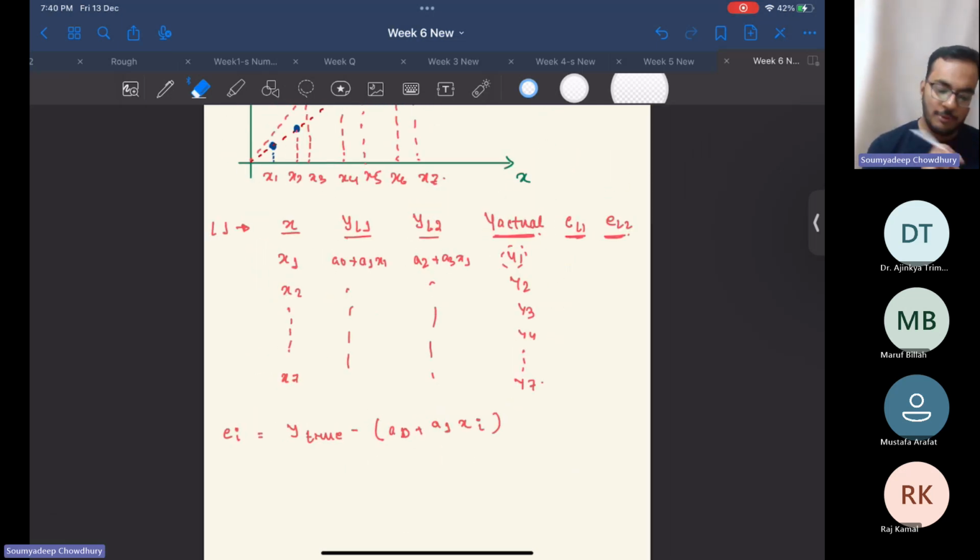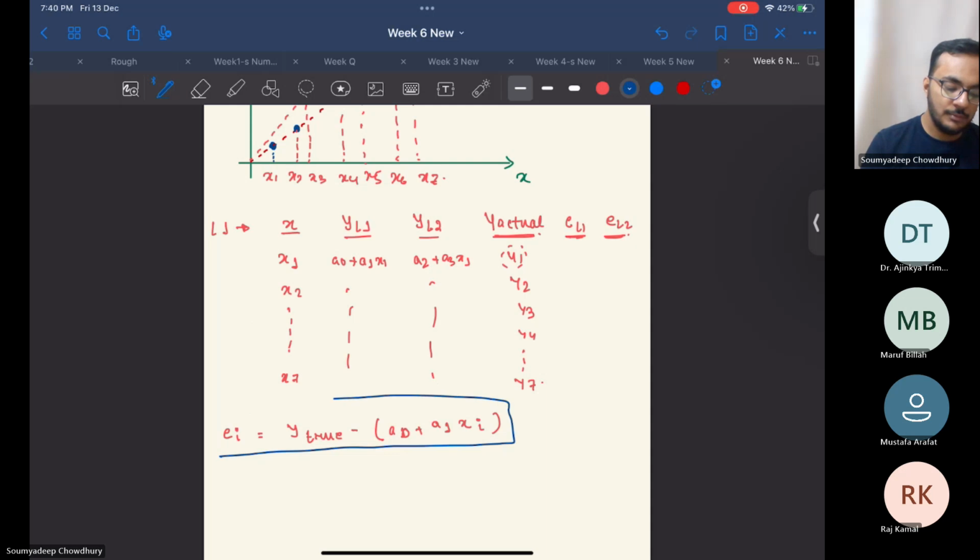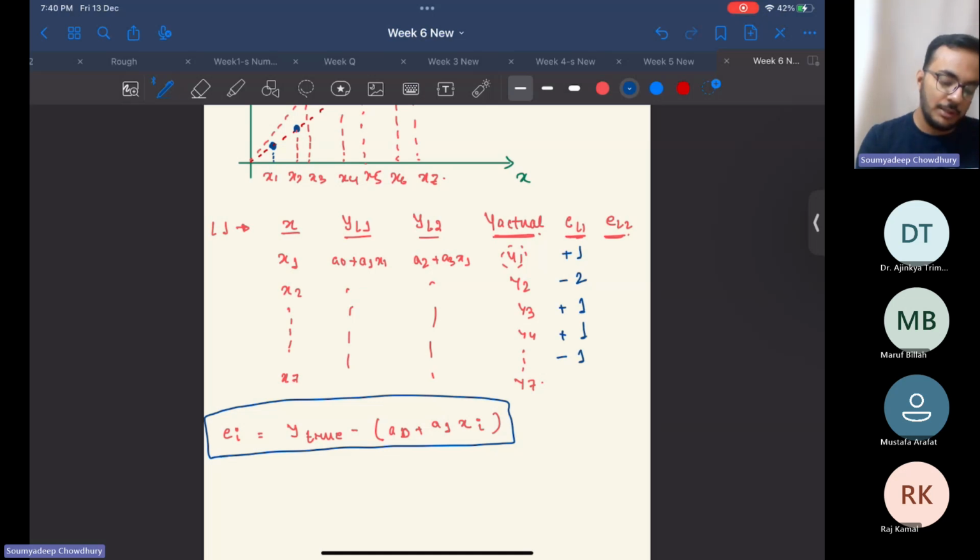So now one problem will arise. If you use this formula for error, y true minus the predicted value, this can be negative or positive, right? So suppose some errors are positive, say here the error is +1, here -2, here +1, here +1, here -1, and here +1. Sorry, here the error is -1. So what is the total error?